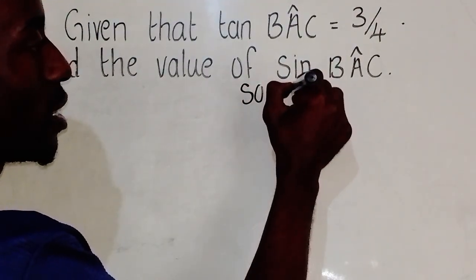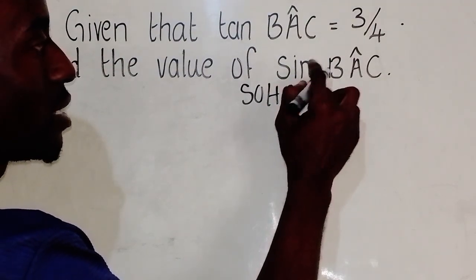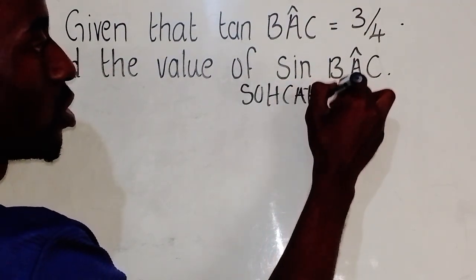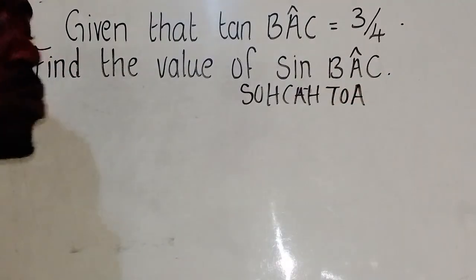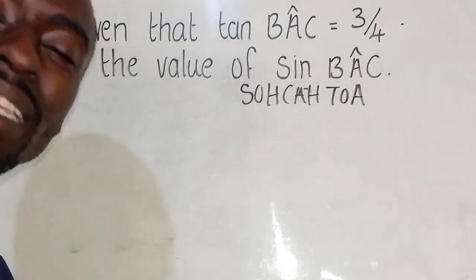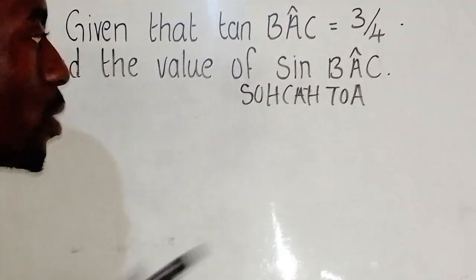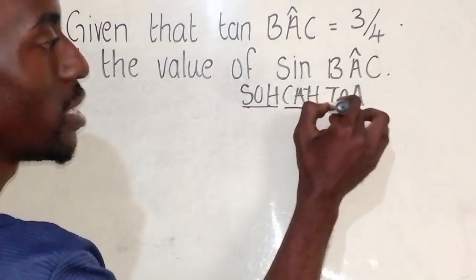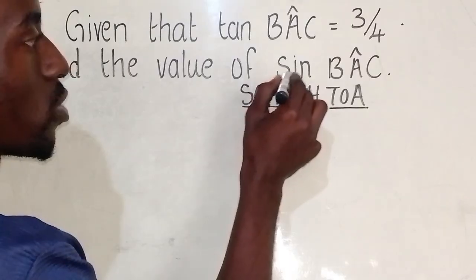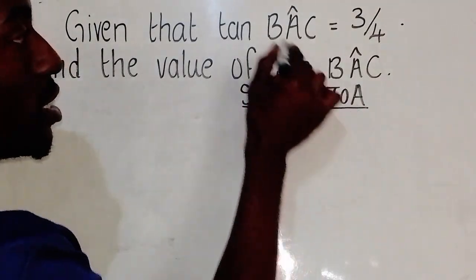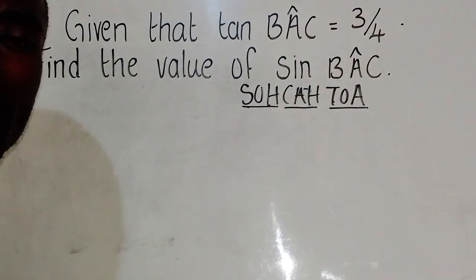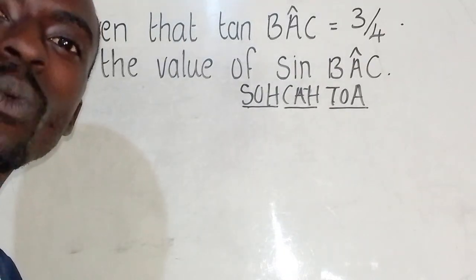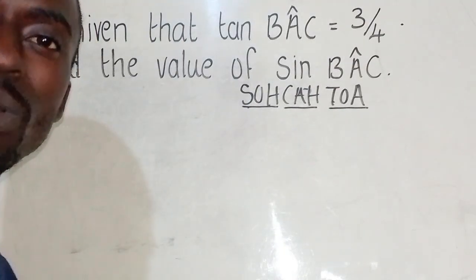SOHCAHTOA. This word here, you need to fully understand it, okay? Like this. So SOHCAHTOA, you need to understand. Now, SOHCAHTOA is being divided into 3 parts. So we have this part for sine, this part for cos, this part for tan. So S is for this sine, and then T is for this tan you are seeing there. Now we use SOHCAHTOA when we are dealing with a right angled triangle.